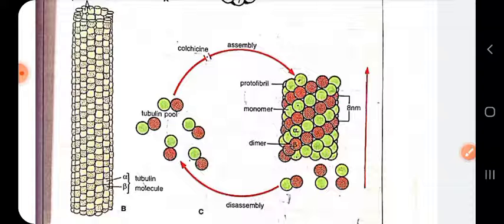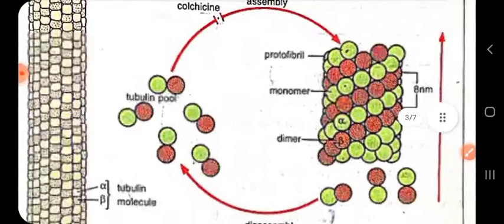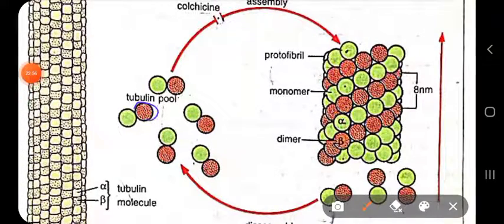it exists in two different forms. Tubulins are found in two types: alpha tubulin, as shown here in green, and beta tubulin, which is shown in brown. And each of these, alpha tubulin and beta tubulin, is made up of about 450 amino acids.